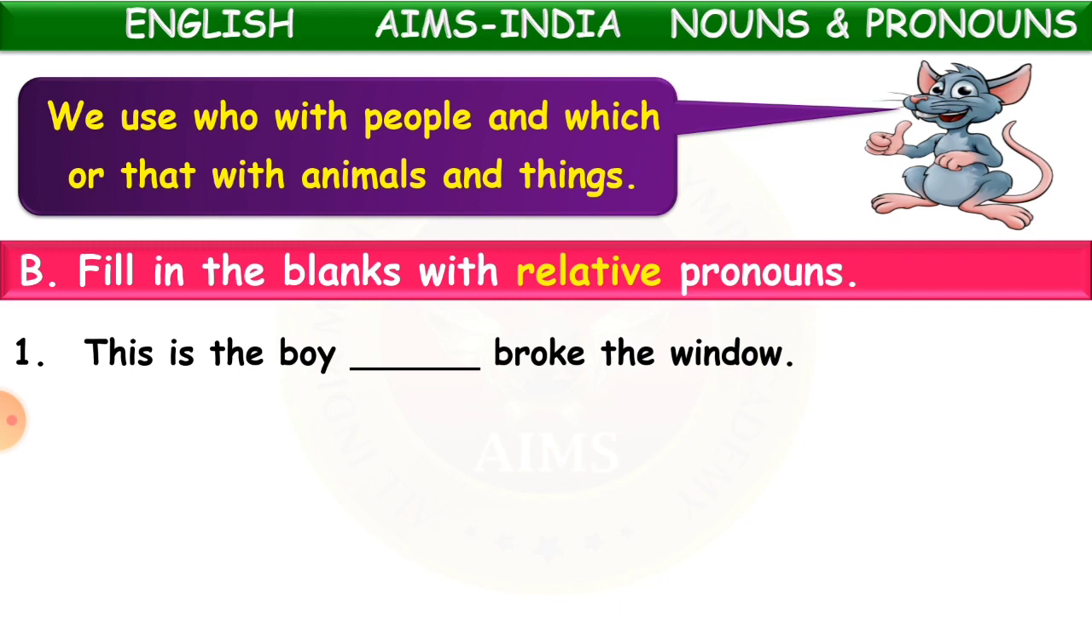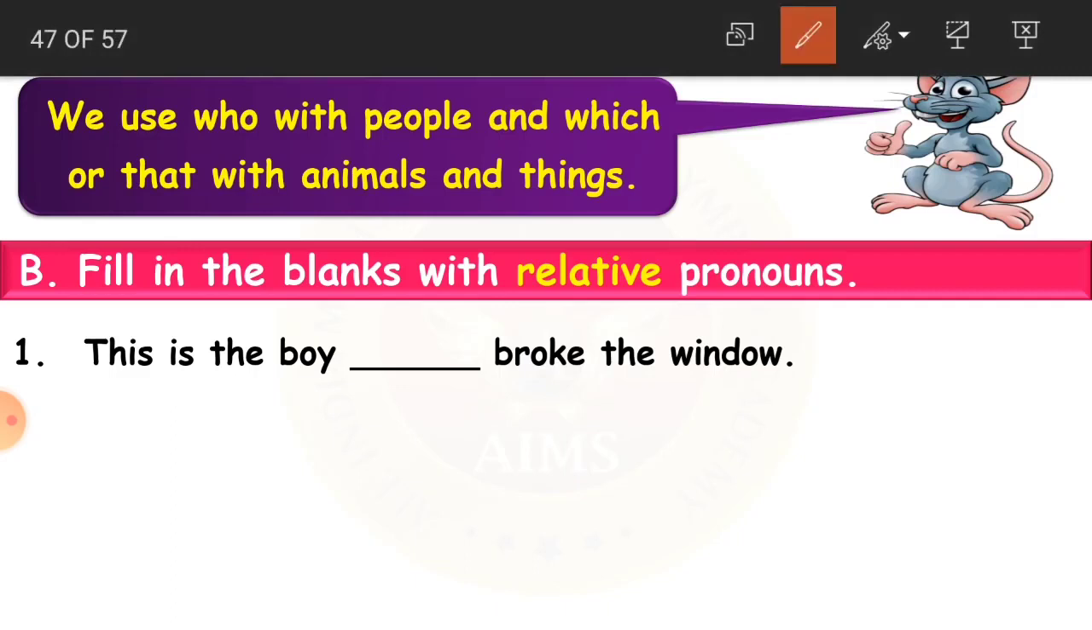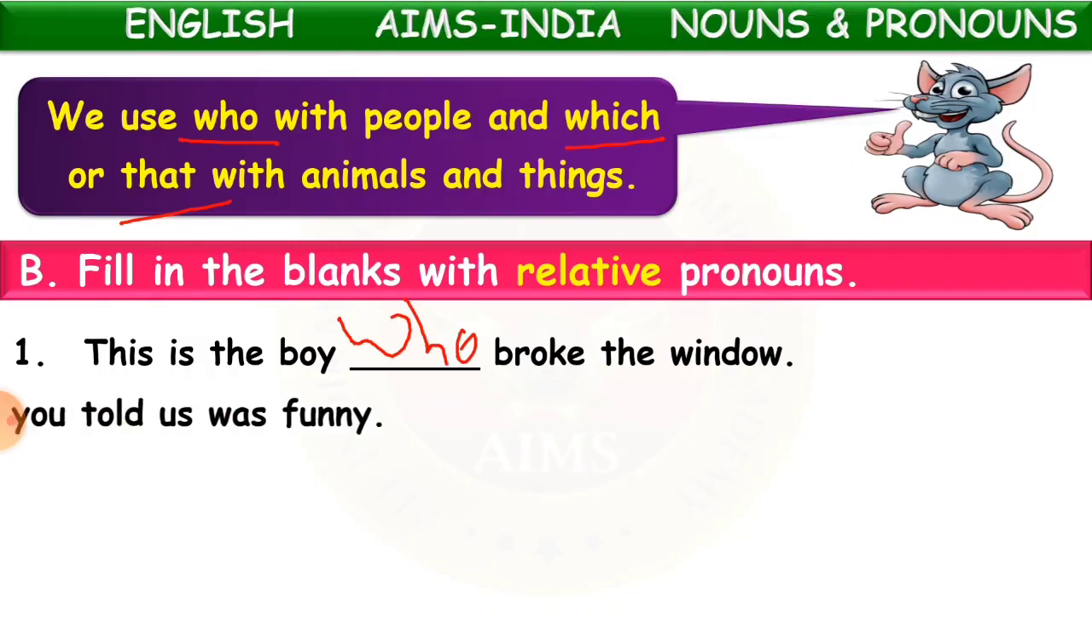Again, relative pronouns. So what are relative pronouns? Who, which and that. Here who, which and that. So who is referred with the people, which or that with animals and things. Now we'll just do the exercise. This is the boy dash broke the window. So what relative pronoun must come? Who broke the window.